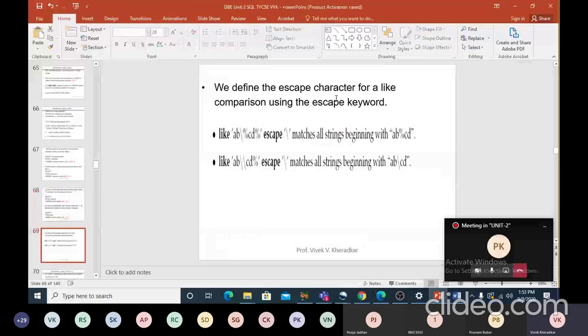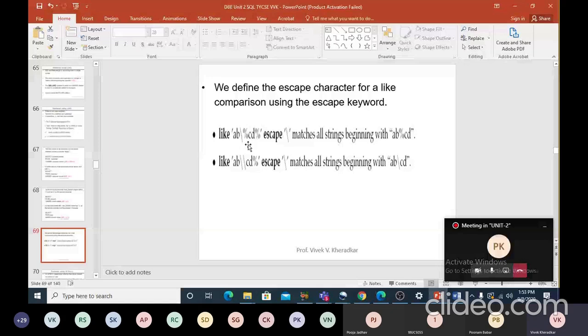So what is that escape character? It defines which character you want to escape. Here I will use the same escape character as in C programming. The pattern is single quote AB slash percentage CD percentage, escape slash. This escape keyword represents that after it comes the character you want to escape from this pattern. Now the escape character is slash, meaning whenever slash is present, it will escape.